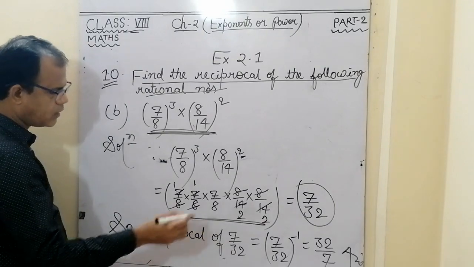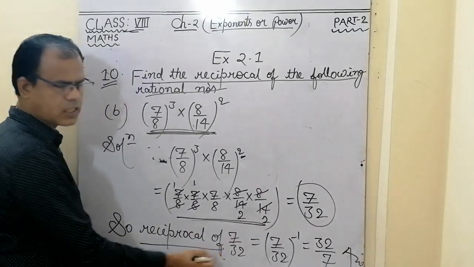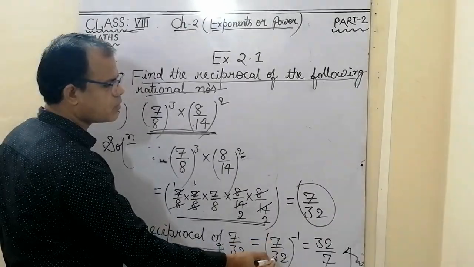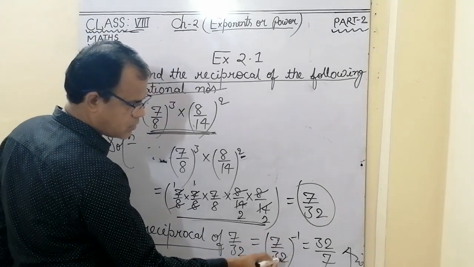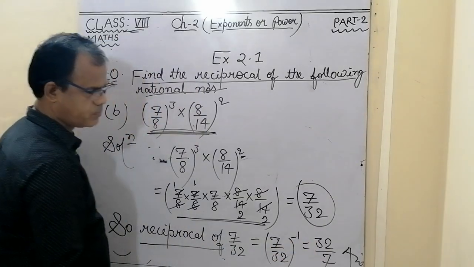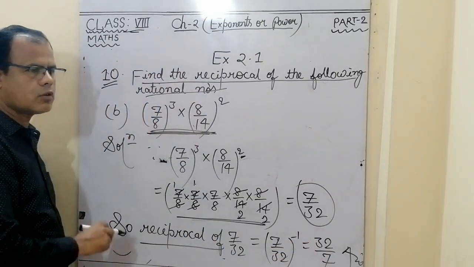So we have to find the reciprocal of 7 by 32. So it becomes (7/32) raised to the power minus 1. So it becomes 32 by 7. You have to solve the remaining parts.